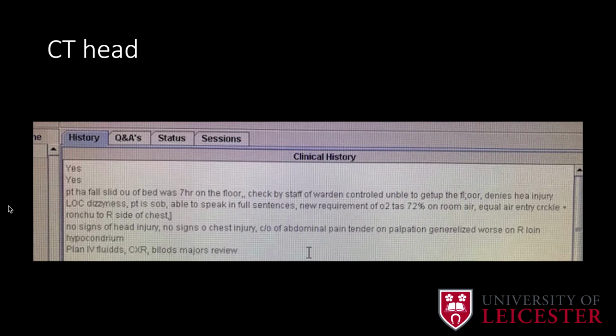I'm just going to read it to you. I mean, there are a lot of spelling and grammar mistakes in this request. It says: patient have fall slid out of bed, was 7 hour on the floor, checked by staff of warden, controlled, unable to get up the floor, denies hair injury, LOC, dizziness, patient is SOB, shortness of breath. I mean, I can't really read this. Essentially, they want a CT head, but then they're saying no signs of head injury.